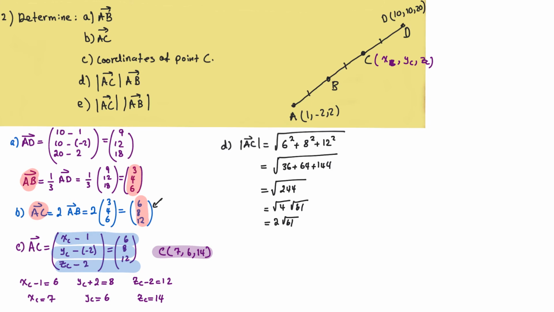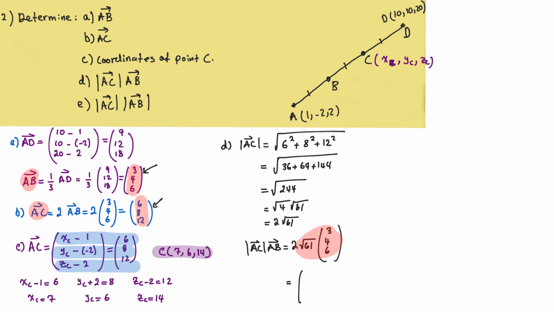Once I have this, I am trying to find the magnitude of AC times vector AB. So the magnitude of AC, well, that's just 2 root 61. That's just what we found. And vector AB is in this one over here. That's 3, 4, and 6. And all I have to do is multiply everything together. Sometimes you can leave your answer in this form, and that's sometimes okay. I'm usually okay with it.